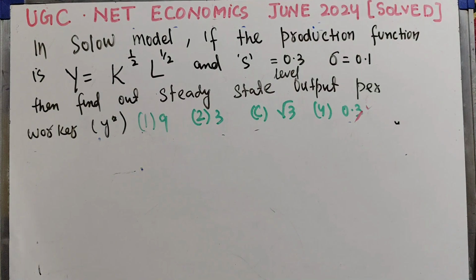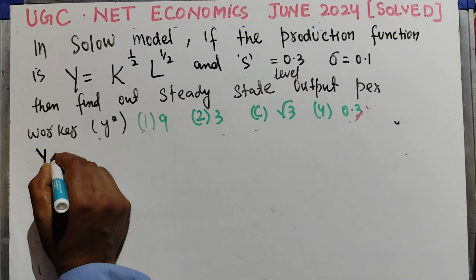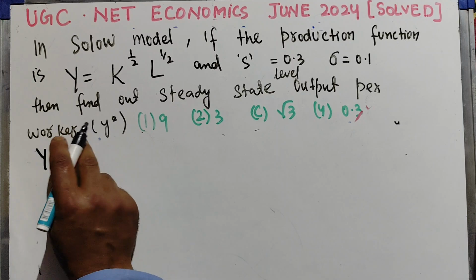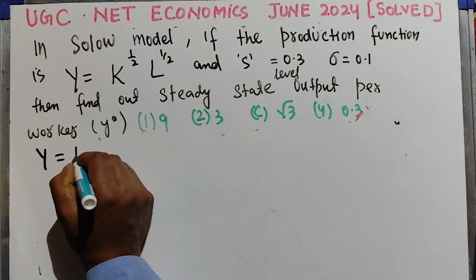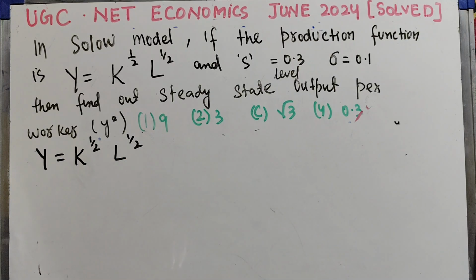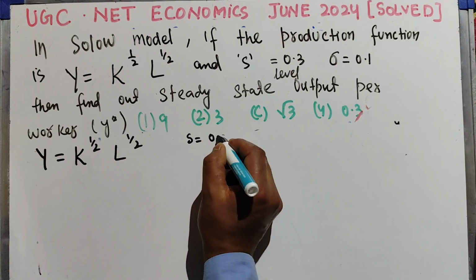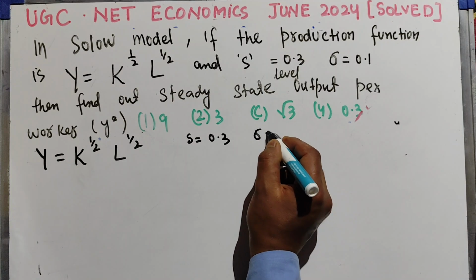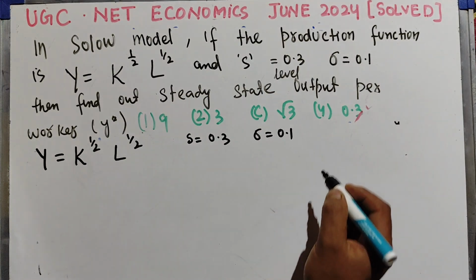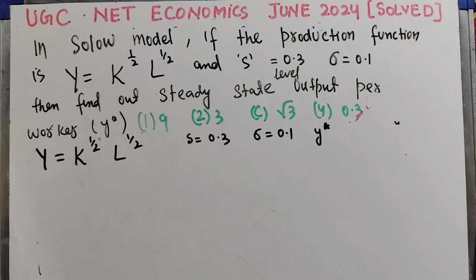Okay, so what are we being given? We are being given the production function, that is y equals K, the capital, raised to the power 1/2 times L raised to the power 1/2. This is our production function. Savings are given as 0.3 and the depreciation rate is 0.1. We need to find out the output per worker at the steady state level.